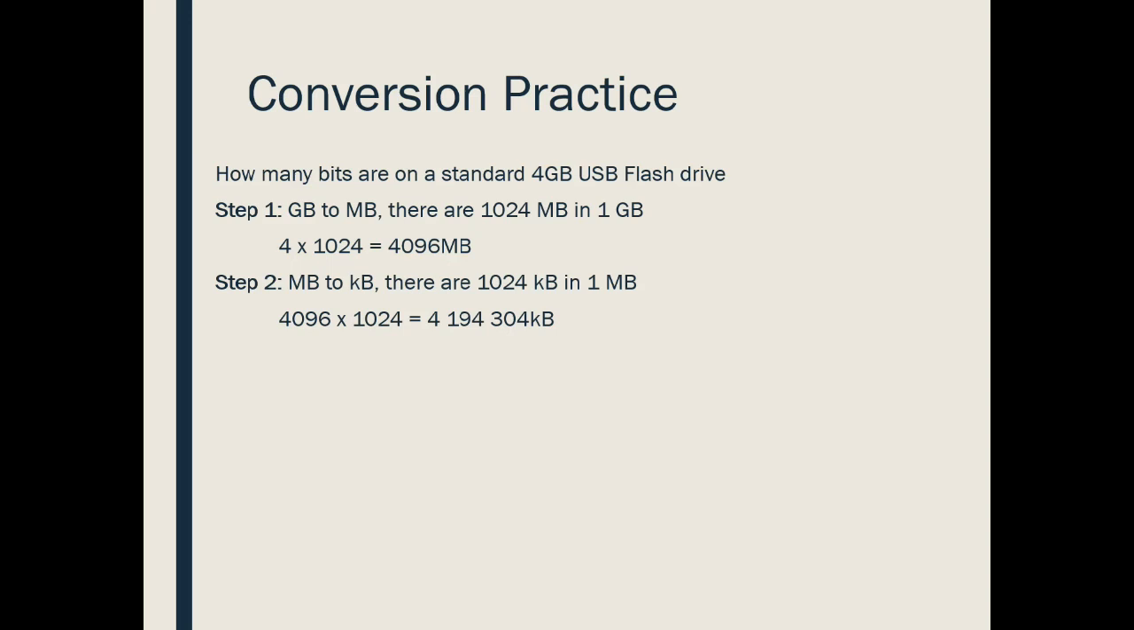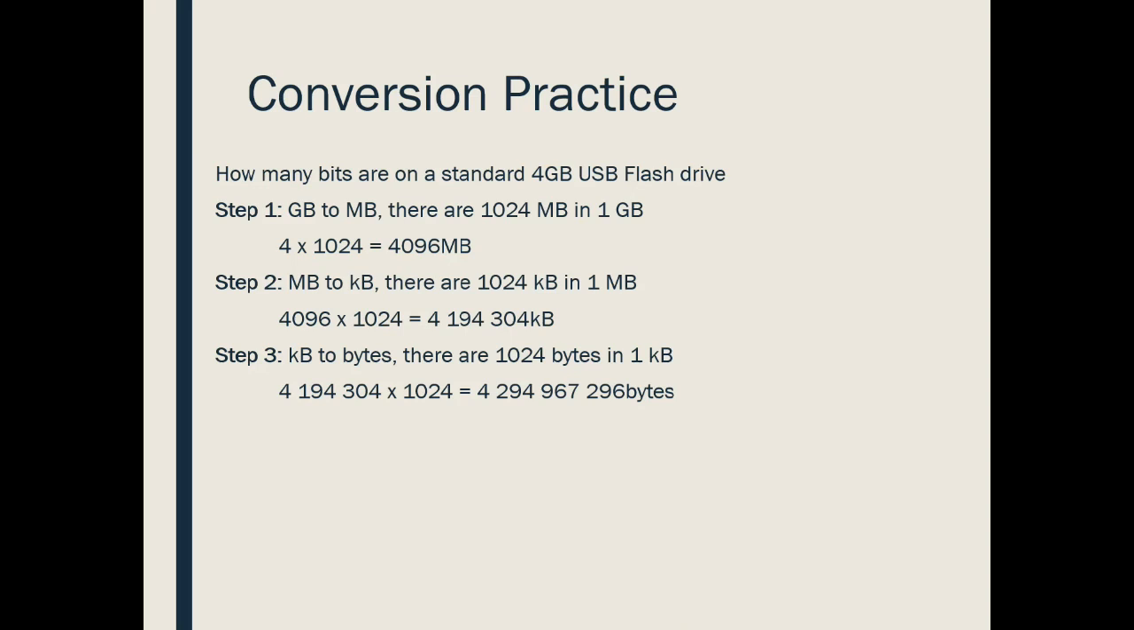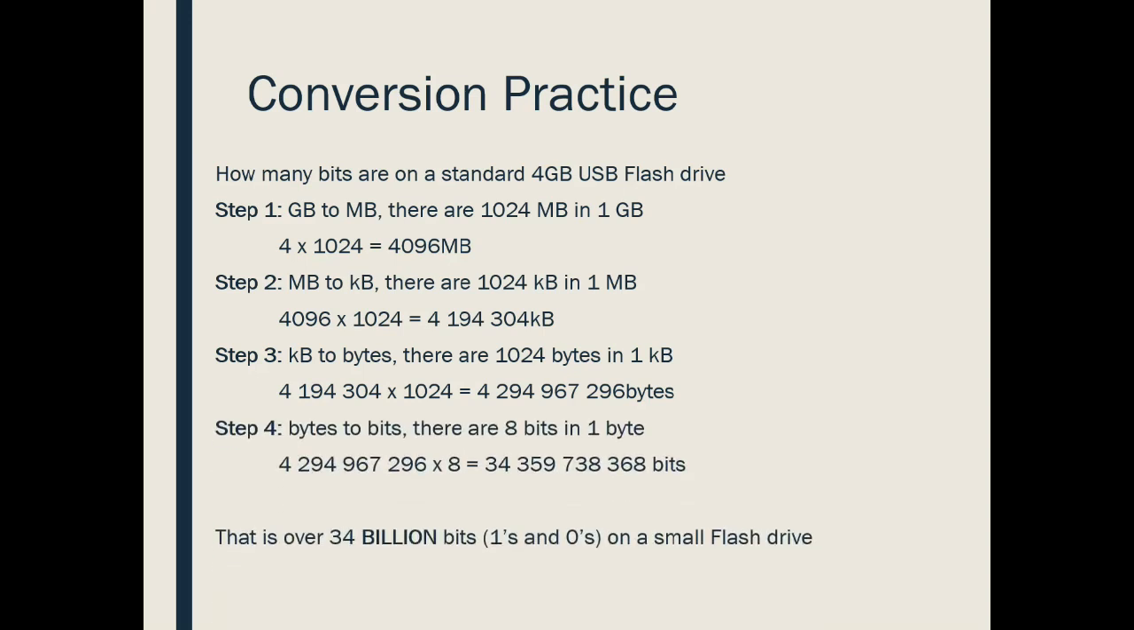4,194,304 kilobytes. And now we got to go from kilobytes to bytes, and we got to do the operation again by 1024. So now we're at a value of 4,294,967,296 bytes. But how many bytes are in a bit? Or sorry, how many bits are in a byte? 8. So now when we do our multiplying, we're only going to multiply this number by 8 instead of 1024. So we end up with a value of 34,359,738,368 bits. That's how many ones and zeros are on a 4 gigabyte flash drive.